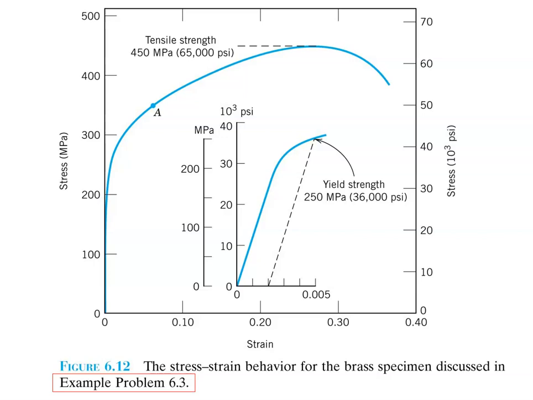Remember that you're trying to draw a line that is parallel to the linear portion of the stress-strain graph, and you begin that line at 0.02 on the strain axis. The inset shows a little zoomed-in version of that portion of the graph, and you see that the yield strength is about 250 megapascals, or 36,000 psi.